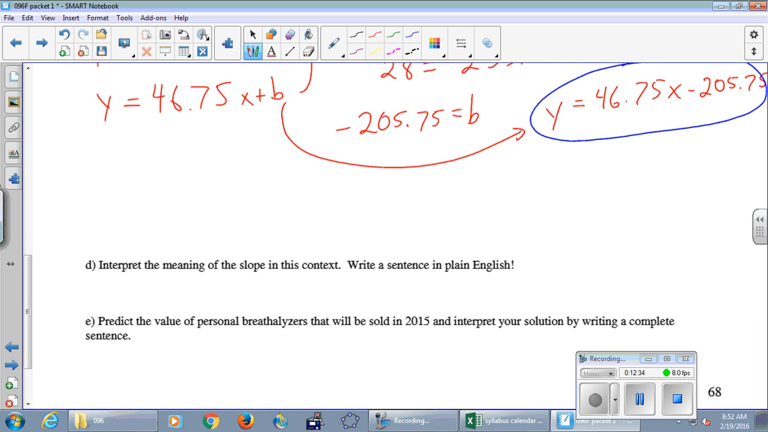Part D, interpret the meaning of the slope in this context. Write a sentence in plain English. First of all, if your sentence does not include the number that is the slope, you are losing points. What number needs to be in our sentence? 46.75 has to be in there. People sometimes talk very abstractly in this interpret the slope sentence, but I want specifics. I want this concrete use of the number 46.75.